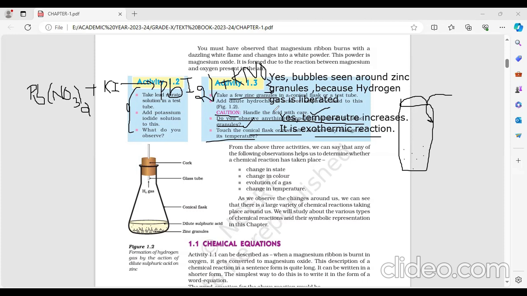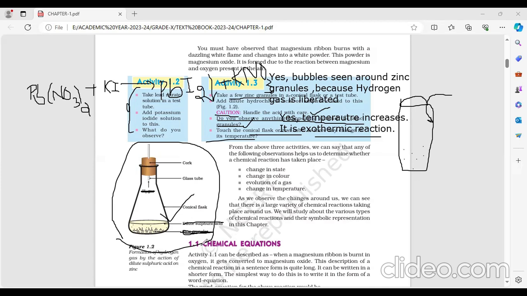And then activity 1.3. Sometimes he may ask you to draw this diagram, activity 1.3, or sometimes he may give this diagram including all the parts, and ask which gas is liberated in this activity. So which gas? Hydrogen gas. Or one more question can be asked: which type of chemical reaction is it? It is an exothermic reaction. Or sometimes he may ask what materials we took in this activity. Zinc granules and dilute sulfuric acid or hydrochloric acid.